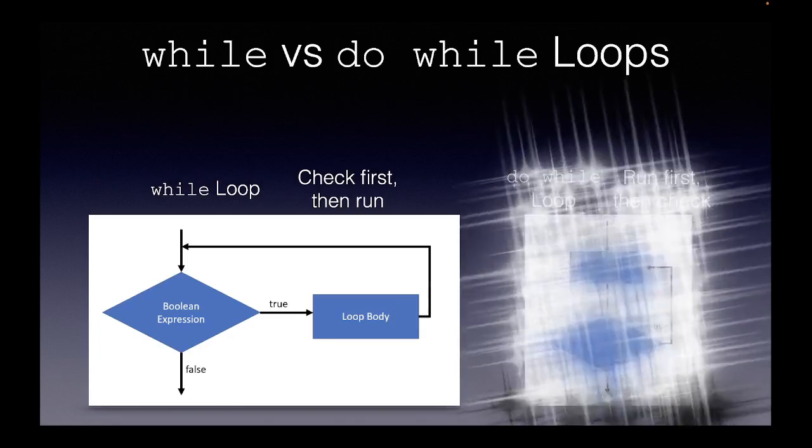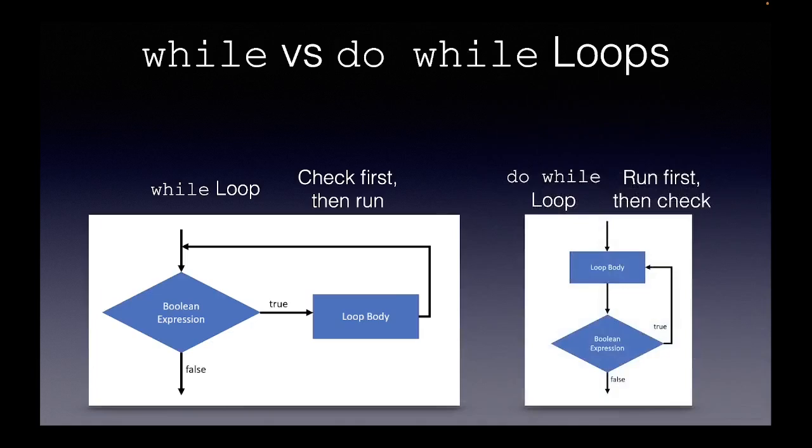A do-while loop in Java gives us the option of doing those in reverse order. In other words, we're going to run the block of code first, and then at the end of that, we're going to check a Boolean expression and see if that comes back true, then we're going to jump back up and run the block of code again.